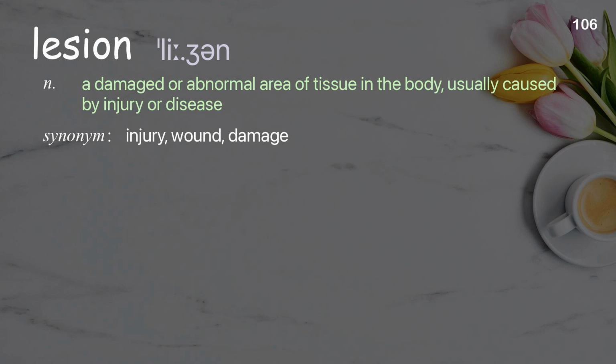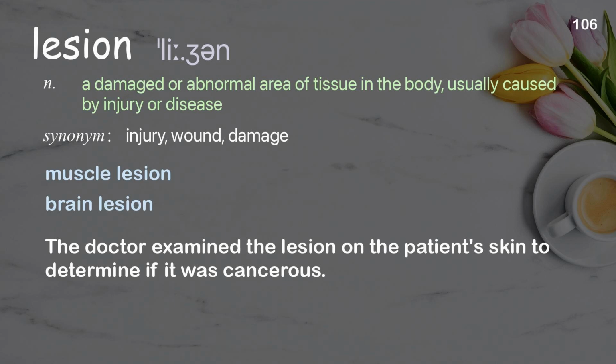Lesion. A damaged or abnormal area of tissue in the body, usually caused by injury or disease. Examples: Muscle lesion. Brain lesion. The doctor examined the lesion on the patient's skin to determine if it was cancerous.